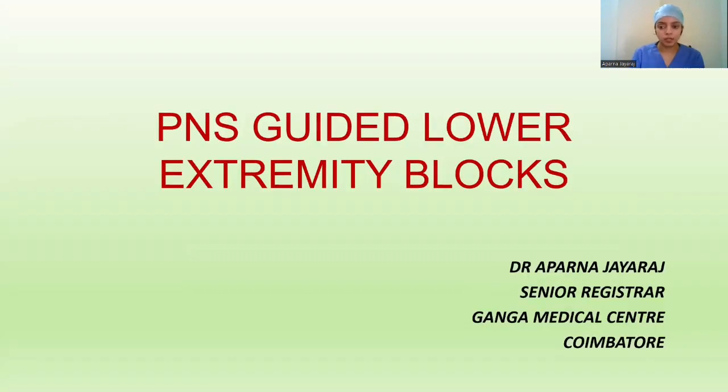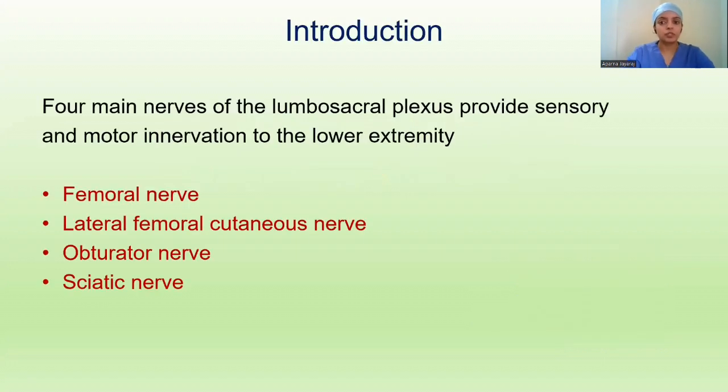Good morning, everyone. I'm Dr. Aparna, Senior Registrar at Ganga Medical Center, Coimbatore. Today, we're going to discuss PNS guided lower extremity blocks. Before we go into the topic proper, the innervation to the lower limbs is provided from the lumbosacral plexus. The major nerves innervating the lower limbs include the femoral nerve, the lateral femoral cutaneous nerve, obturator nerve, and the sciatic nerve.